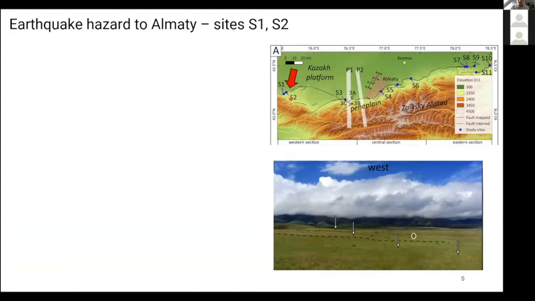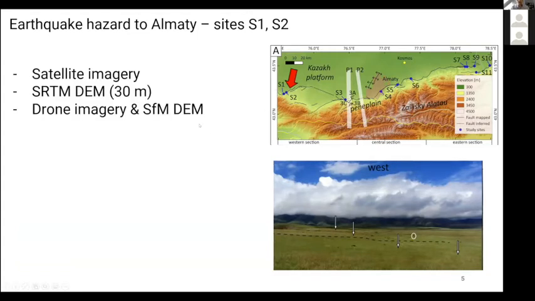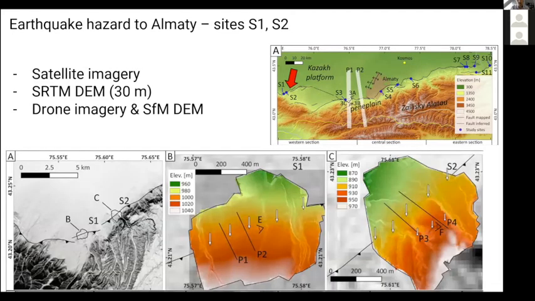So now let's start over here. On this site, we identified a couple of fault scars. Here you can see one. It's not very nice, but I'll show you a profile in a minute. In order to analyze these fault scars, we looked at satellite data first, of course. We used the SRTM digital elevation model with a resolution of 30 meters. And we also went there in the field and used our drones to make photogrammetry models with the structure from motion technique. So this is the SRTM data.